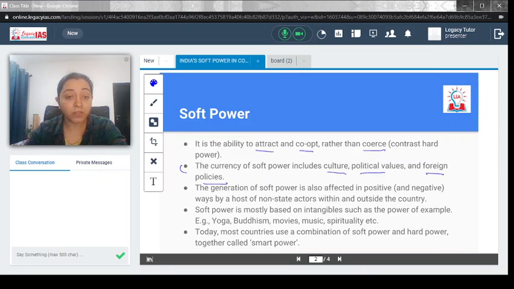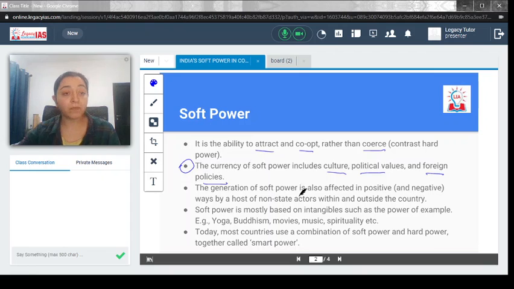Unlike in the case of hard power, where we saw economic sanctions or military operations as the tools or currencies, in soft power what we have is culture, political values, and foreign policy. These are the ways through which soft power is utilized in international affairs.